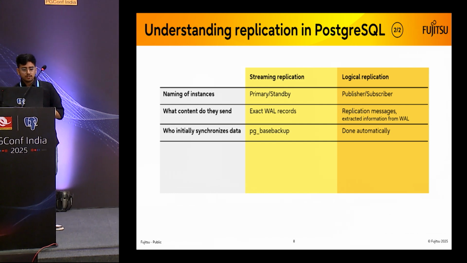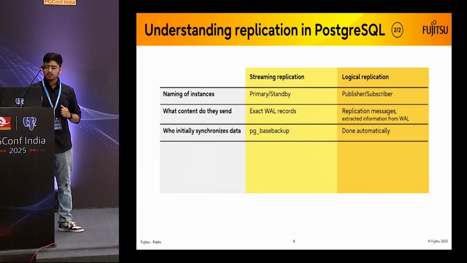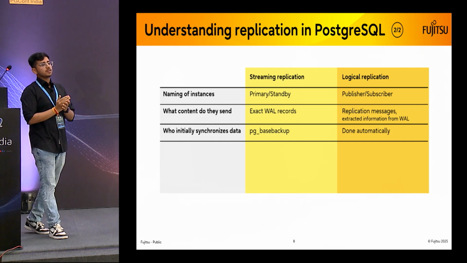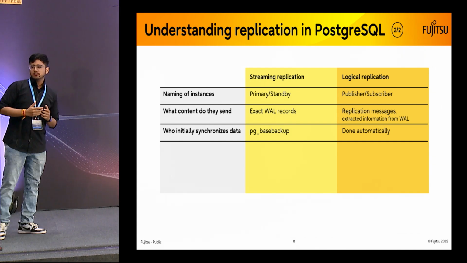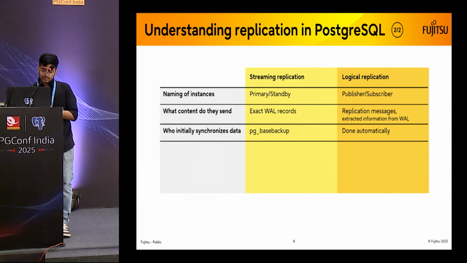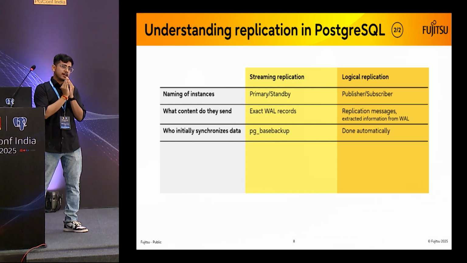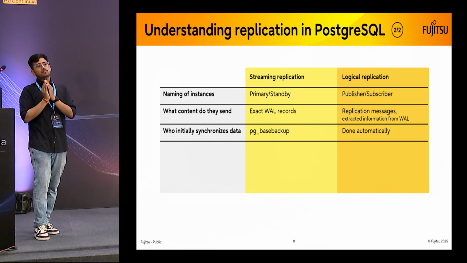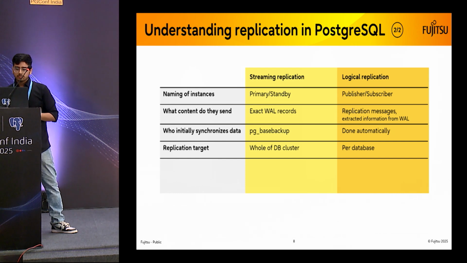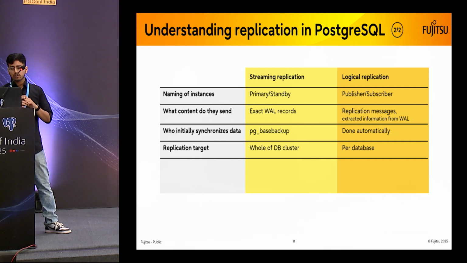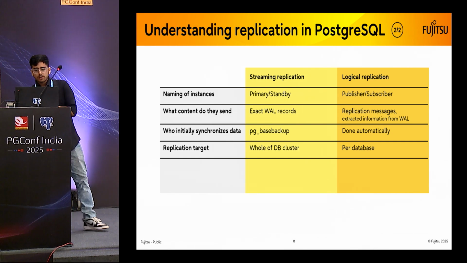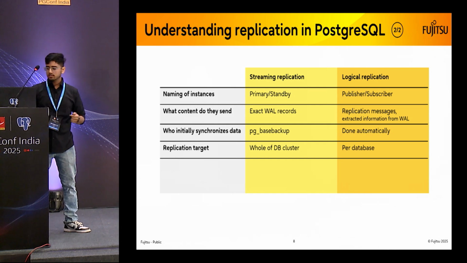So who initially synchronized the data? In case of streaming replication, we set up the standby node using pg_basebackup. That tool only does the initial sync for streaming replication, whereas in logical replication, when we create the logical replication, at that time only a background process is spawned, and that does the initial sync. What is the replication target for streaming replication? The replication target is the whole database cluster, whereas in case of logical replication, it is per database. We have to create logical replication per database.